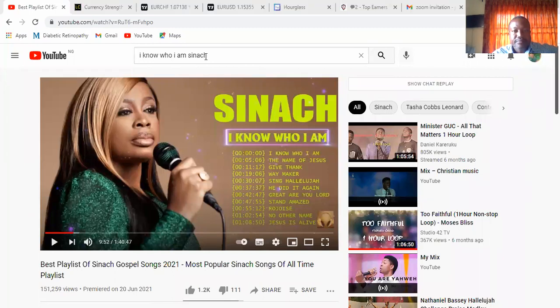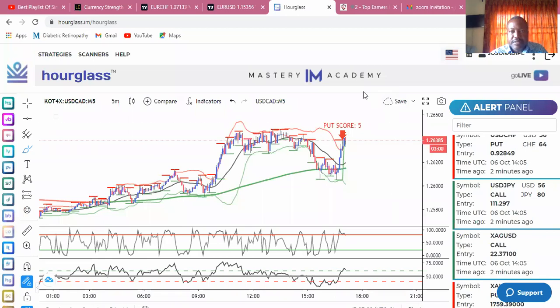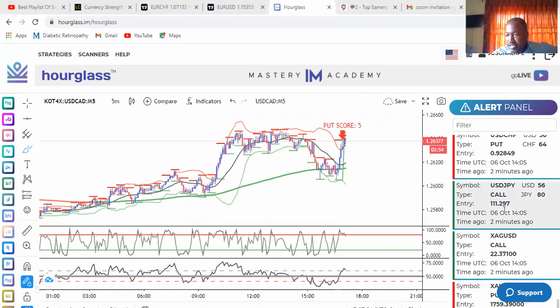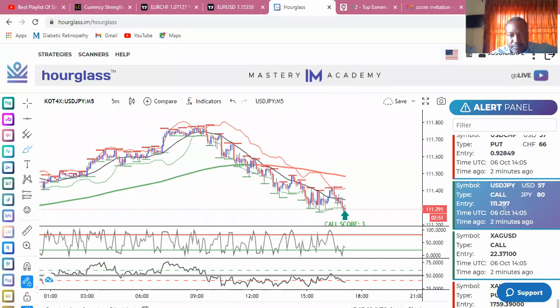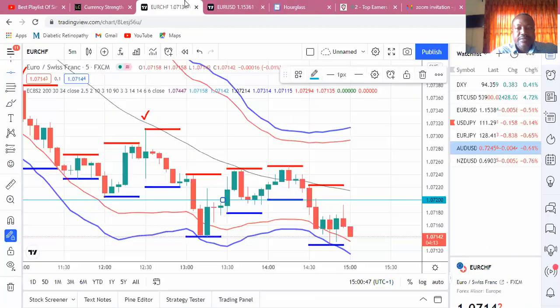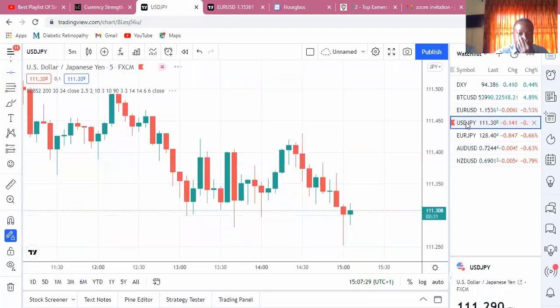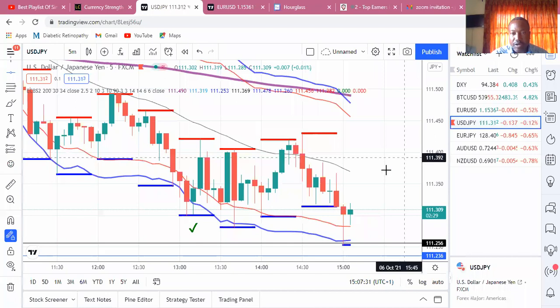Somebody said I should check UJ. Let's see, in case the person has been able to get the instruction. This is UJ. On UJ, what I want is for stochastic to get to the red area. So let's see what may be a possible area on UJ.